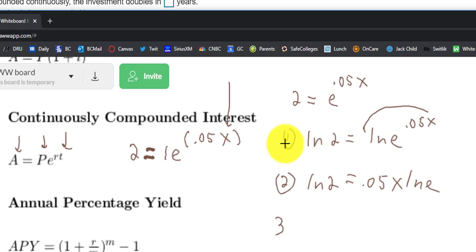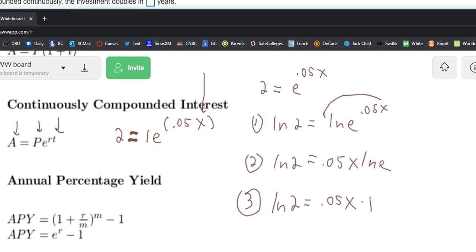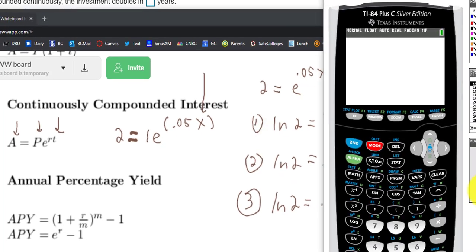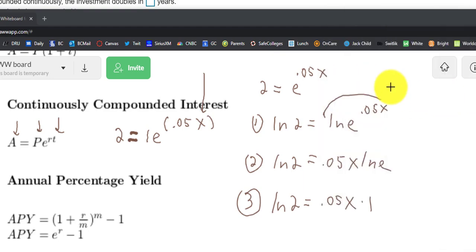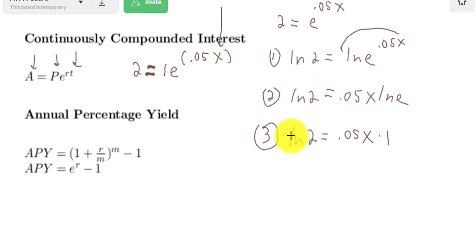And to finish the problem, well, ln e is the same as 1. So this is really like saying ln2 equals 0.05x times 1, right? And I can prove that to you. If I go to my calculator and I press the ln and the e, and I press enter, I get 1. That's just the one property that you probably want to have memorized. So to finish my problem, I'm left with ln2 divided by 0.05 equals x, right?